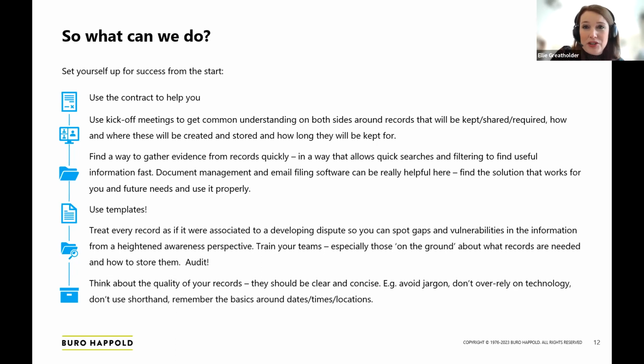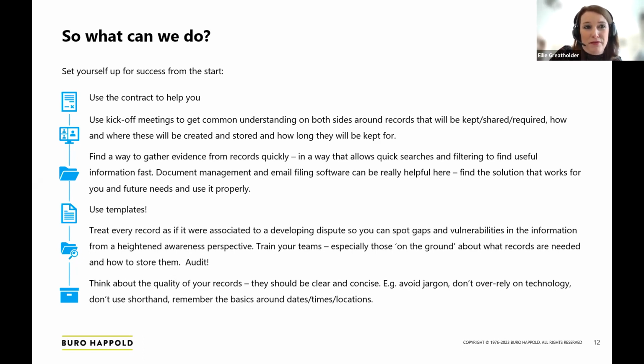Train your teams, especially those on the ground, about what records are needed and how to store them, and audit that if you can. I know I'm probably sounding like I'm talking from an ivory tower as a lawyer, but these things can be so, so helpful. And we've talked already about the importance of this in the current climate.